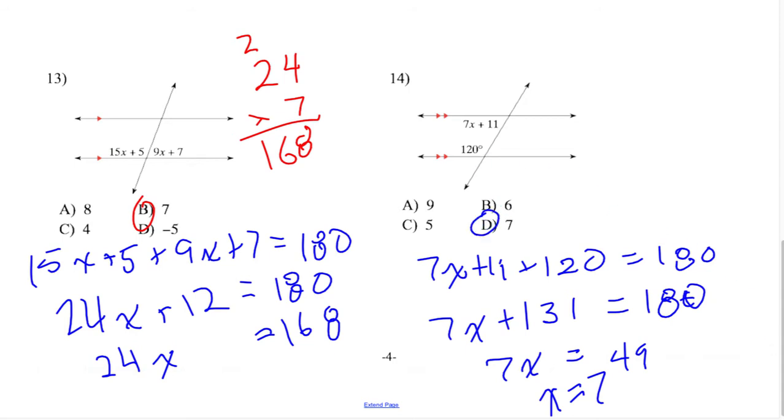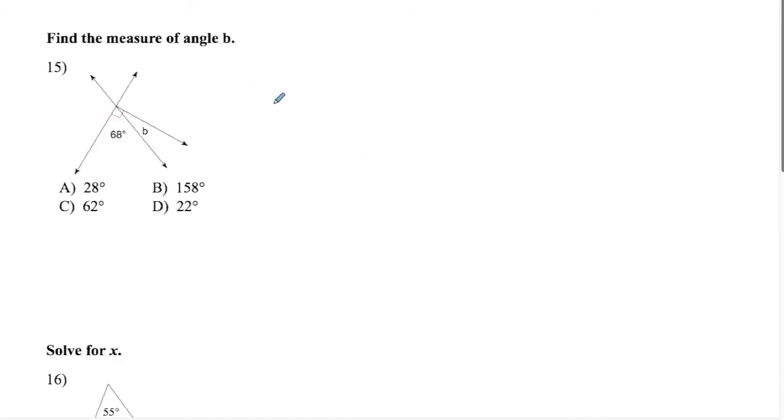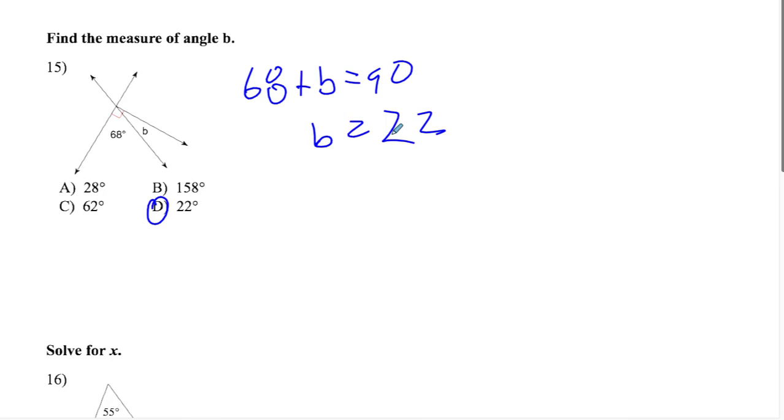We are on to the next page, number 15. Find the measure of angle B. All right, so we notice that these are two complementary angles. They sum to 90 because this is a right angle right here. So 68 plus B equals 90. So what will B be in order to get this whole angle to 90? You can either set up an equation or just use logic. Say, okay, well, 22, because 22 plus 68 is 90. Or you could say 68 plus B is equal to 90. Subtract 68 from both sides to get B is equal to 22.